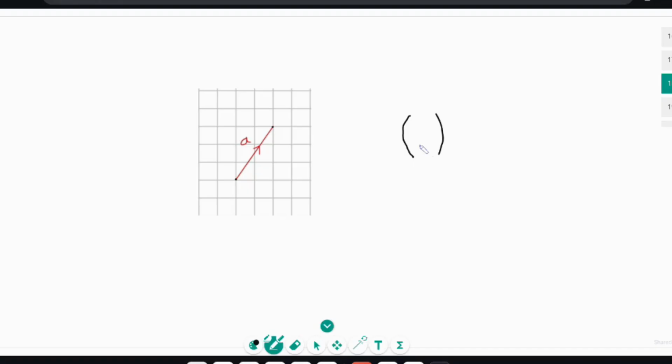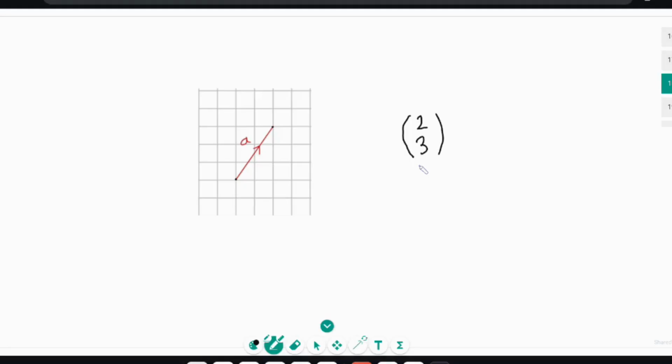Then in our column vector, movement right or left goes at the top of the vector. Because we've gone right, we need a +2. And movement up or down goes at the bottom of the vector, and we've had a movement 3 up. You will have come across this topic before when looking at translations.